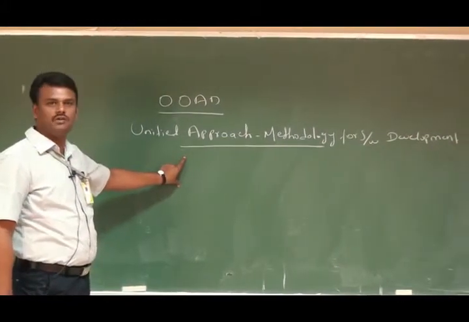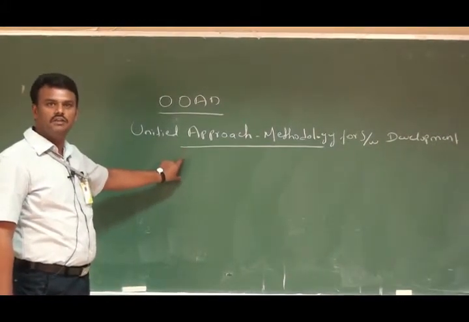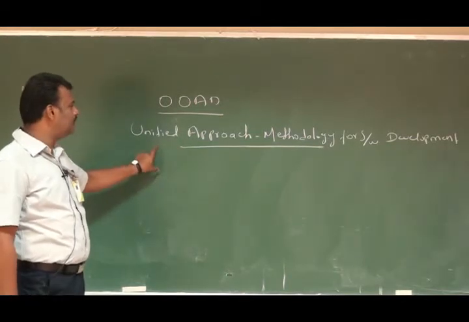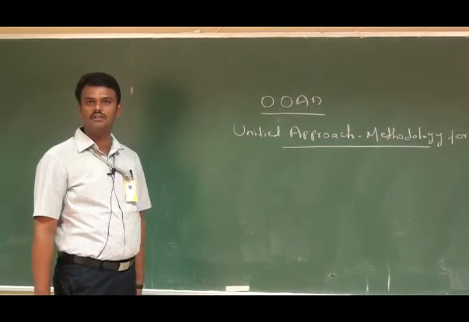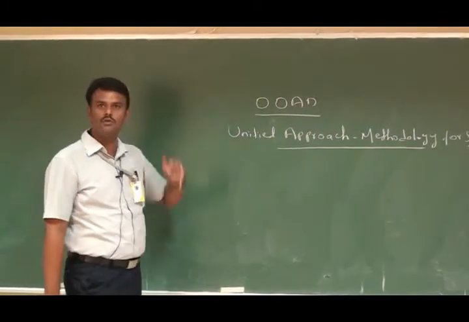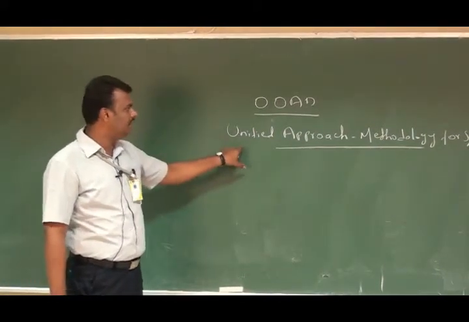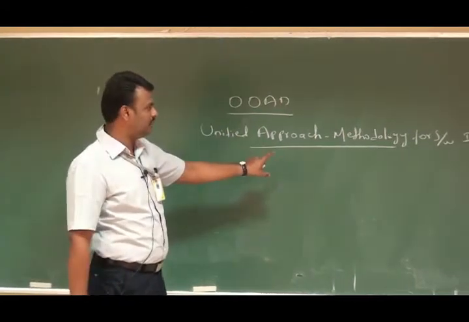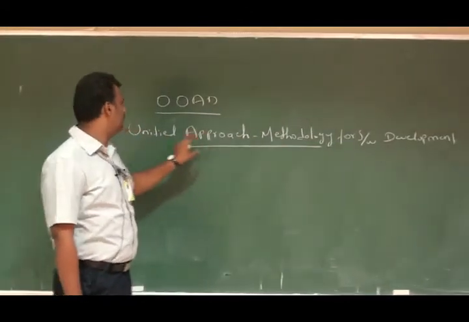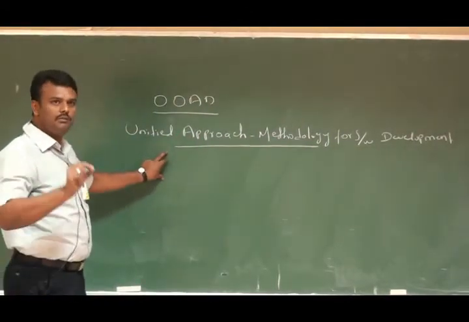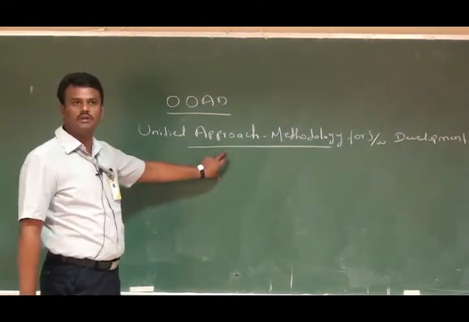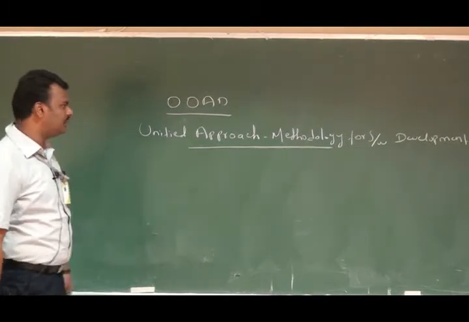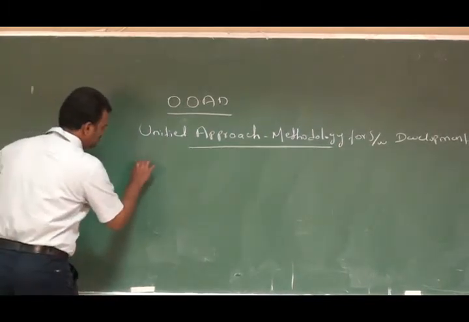The methodology for software development consists of three phases. The unified approach is the methodology for software development, in object-oriented analysis and design. I'm going to handle the subject of object-oriented analysis and design, particularly the unified approach as a better methodology for software development. For a better understanding, we are going to understand the object-oriented concepts and technologies.